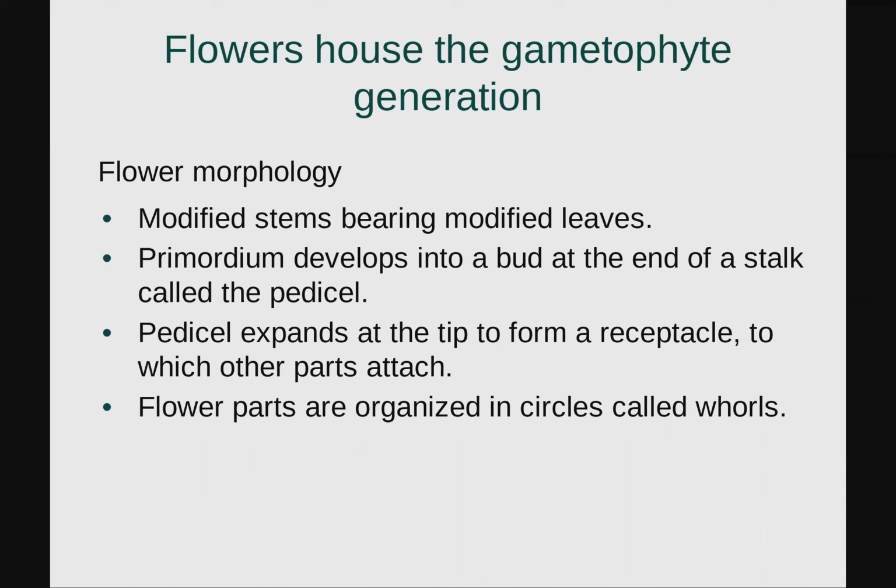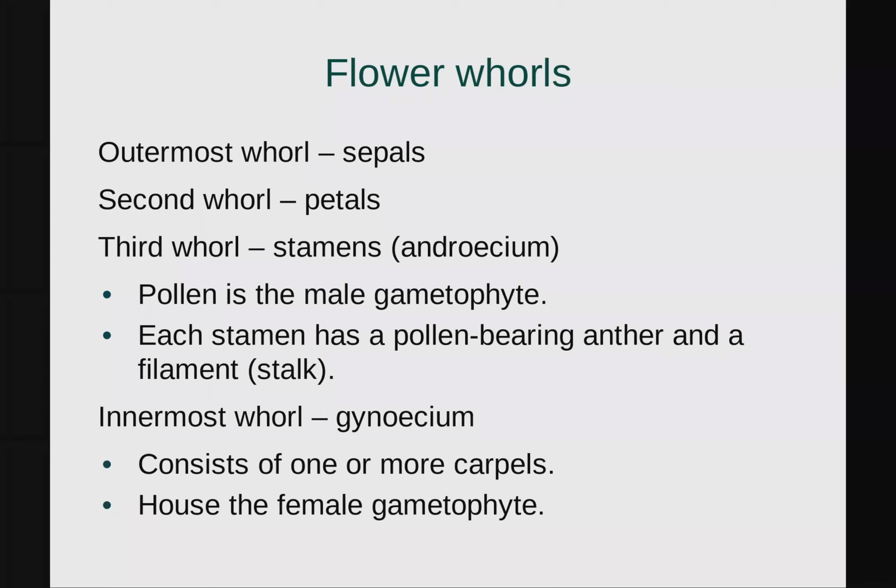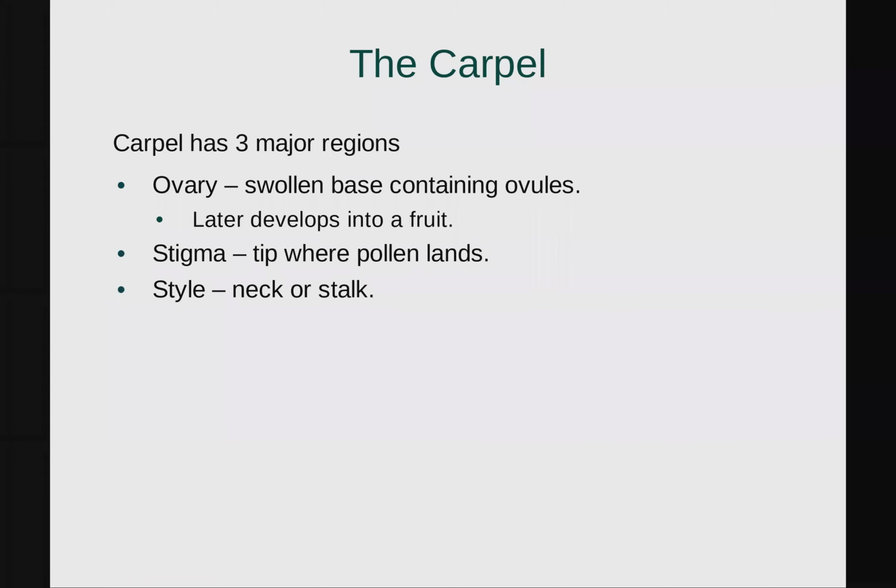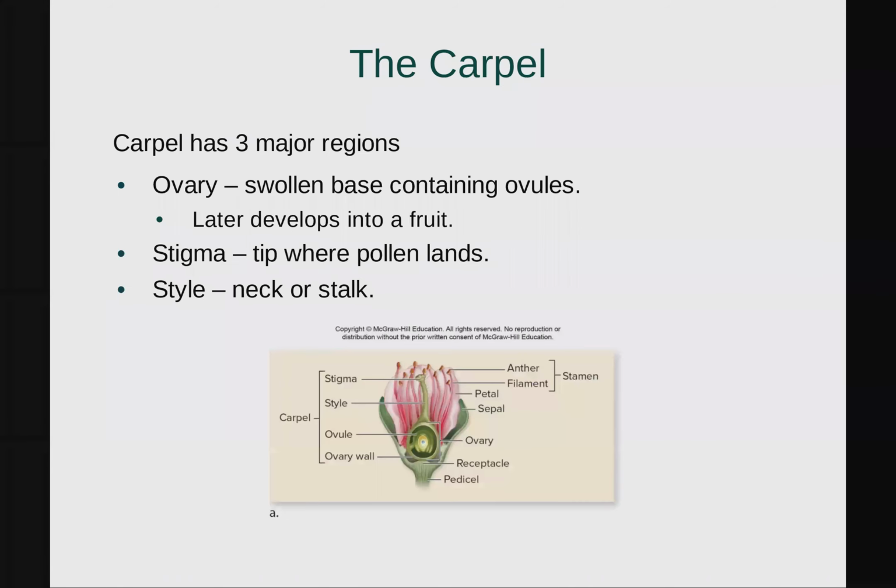Now, as I mentioned, the key innovation here for angiosperms is flowers. And flowers house the gametophyte generation. So the rest of the plant is diploid, but the gametophyte, being haploid, is housed in flowers. So let's look at these flowers. I'm going to skip this text slide and just physically show you the flower, because I think it's much, much easier to see this physically.